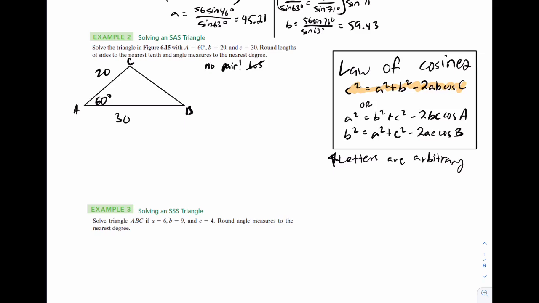So for example, on this one, notice how we're going to use this one right here because we're given our side angle side here, and we want to find what this a would be. So let's write it out. a squared is equal to 20 squared plus 30 squared minus 2 times 20 times 30. I'm going to move this.